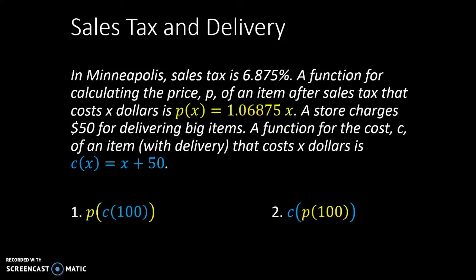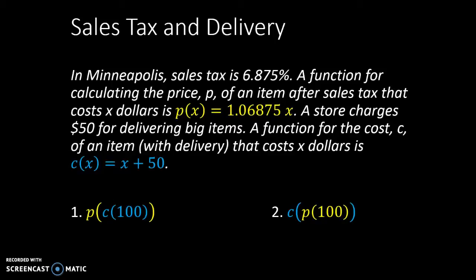In Minneapolis, the sales tax is 6.875%. A function for calculating the price of an item after sales tax that costs X dollars is P(x) = 1.06875 times X. So that tells you the price of your item after you add the sales tax amount to it. The reason this 1 is here is because you still have to pay for the item, so you're really paying 106.875% of the price of the item because you have to pay for the whole item plus the sales tax.